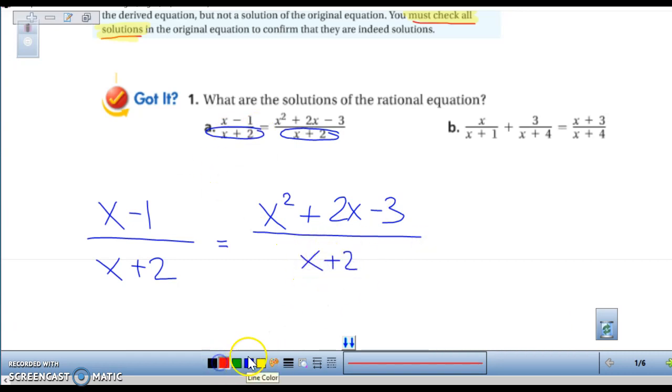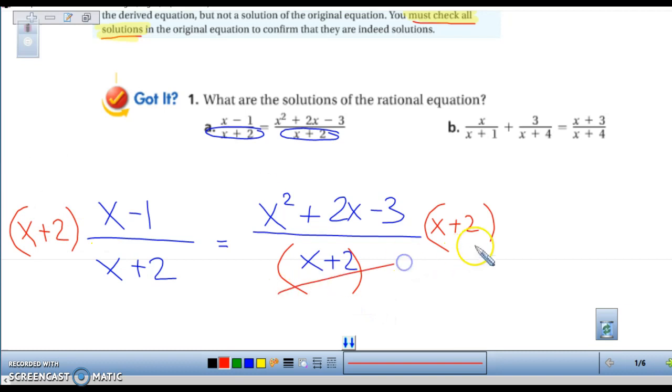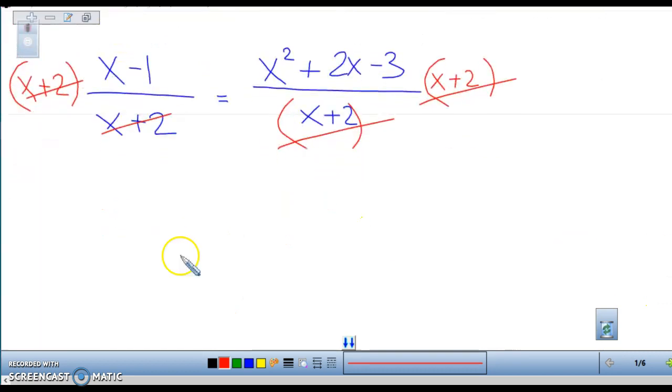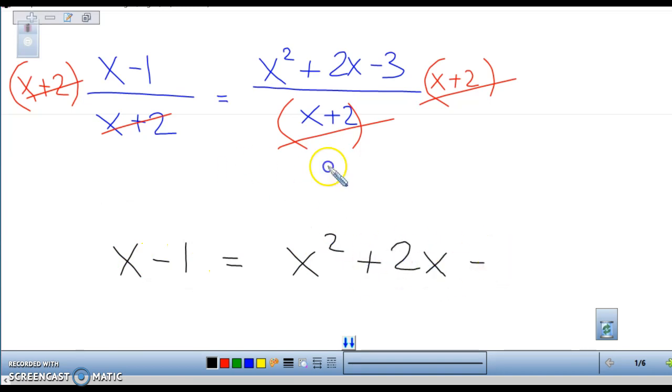What I mean by that is, if we multiply on the right times x plus 2, whatever we do to one side, we have to do to the other side. So multiply by x plus 2. Now the denominator cancels with x plus 2, and that cancels there as well. So we got rid of the x in the denominator, and we have left x minus 1 equals x squared plus 2x minus 3.